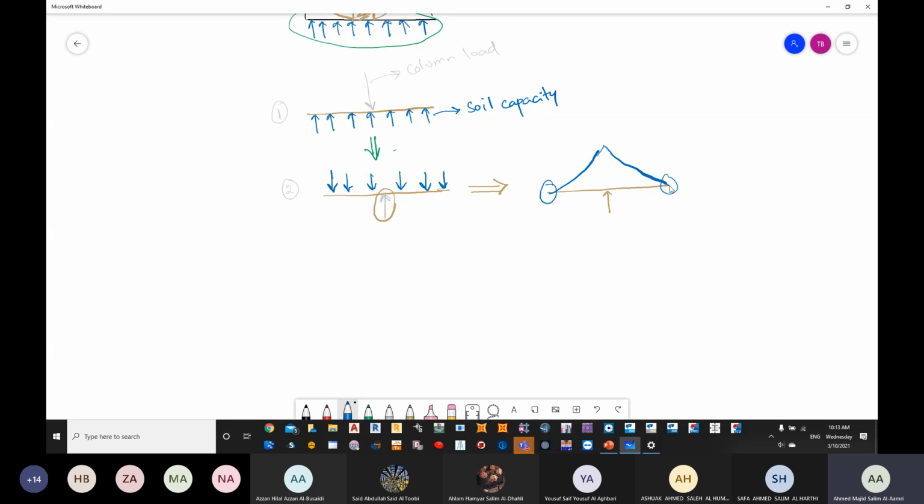Did we solve something like this? Did we draw a bending moment something similar? Are you with me? Are you able to hear me? Yes, with you. Okay.